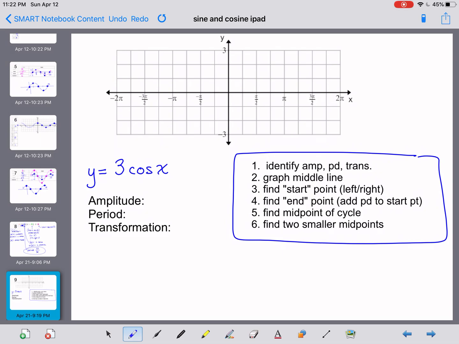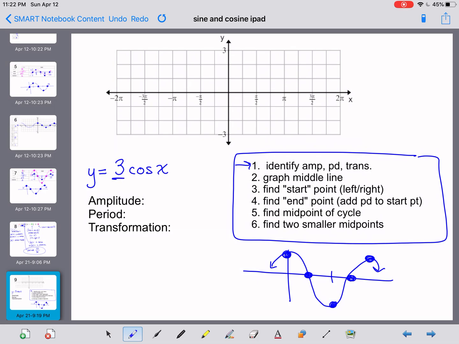So first of all, when you see cosine, right off the top of your head, you should be thinking: cosine starts up, it ends up, in the midpoint it's down, and at the 2 smaller midpoints, it's on that middle x-axis line. That's your cosine 5 critical points right there, and that's what we're going to start off graphing. So number 1, following these steps, identify the amplitude, the period, and the transformation.